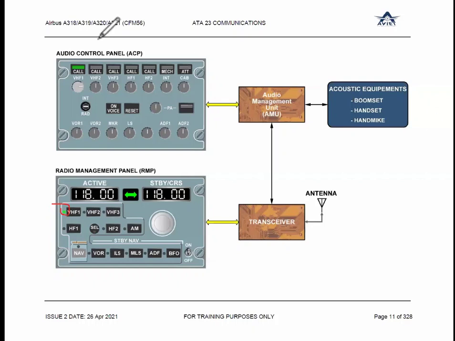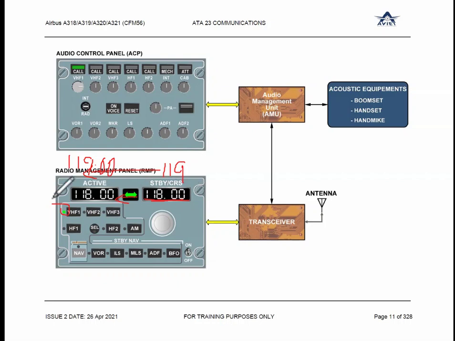So I will choose the frequency on which I want to talk. That frequency will be selected and displayed in the standby window. It is not active. It will be active when you transfer it. So when you transfer this frequency, now this becomes active. Let us say you put 119 here. So 119 will come here by pressing this button. Window will show you 119.00, and here the same frequency will come.